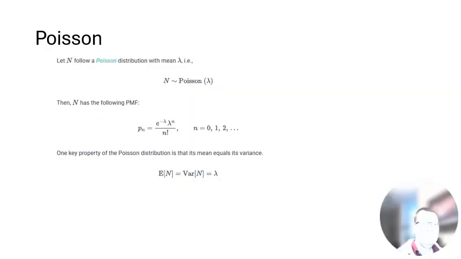Now let's review the Poisson distribution. Let N follow the Poisson distribution with mean lambda. Then we know N has the following probability mass function. p_n will be equal to e to the power of negative lambda, times lambda to the power of n, over n factorial. One key property of the Poisson distribution is that mean equals its variance, equal to lambda.